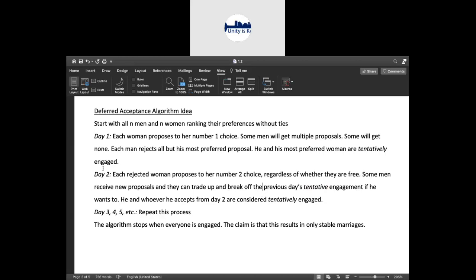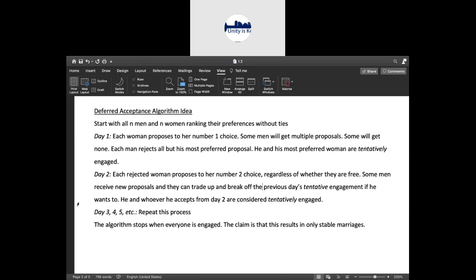So day two, all of the women who were rejected on day one propose to their number two choice, regardless of whether that number two choice is free. Then the men get to decide whether they want to keep the previous day's tentative engagement or whether they like the person who proposed to them on day two more. So whoever he wants to accept, they are considered tentatively engaged on day two. And you keep playing this game for however many days you need to do it.